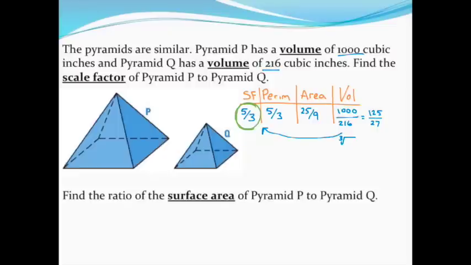The question down here said find the ratio of the surface areas. Well, it turns out that it doesn't matter if it's area or surface area, it's the same thing. So the ratio of the surface areas of the two pyramids is 25 to 9. So there's the two ratios I need. That's all they ask me for.